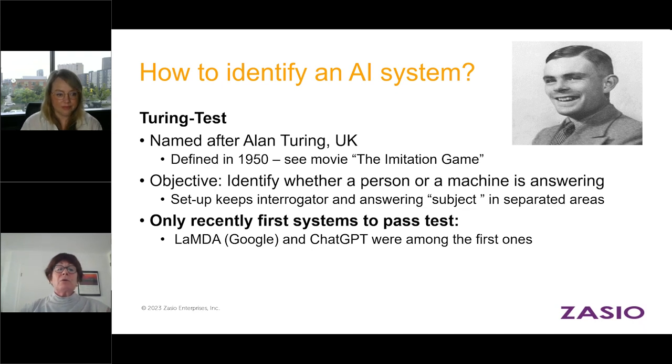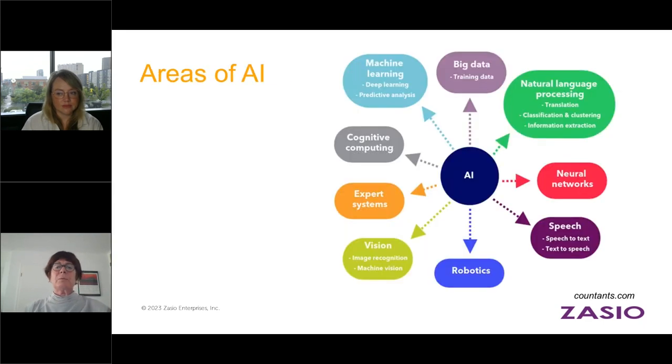Only recently, in the last few years, did a computer system pass that test. LaMDA, the system behind Google's chat, and ChatGPT were among the first ones to pass it. I think the actual first one was really a Russian system, but I'm not sure about the name now.